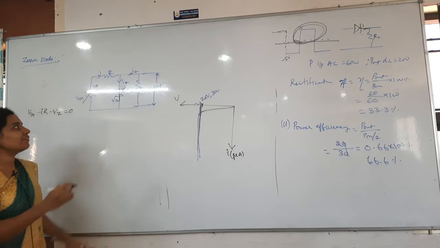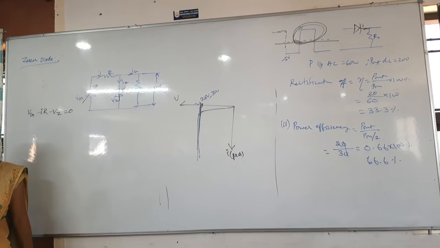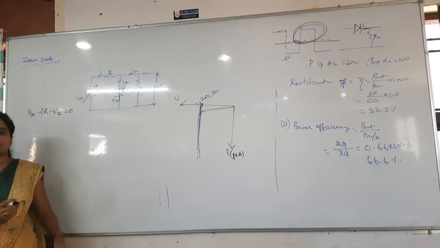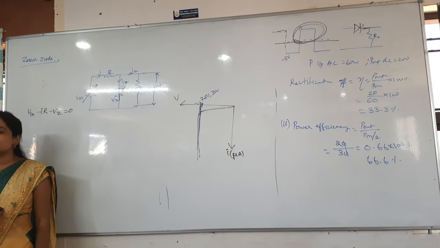So here I have taken the resistor. In that resistor, what is the voltage we are having? Vz. Across the resistor, potential decreases or increases?